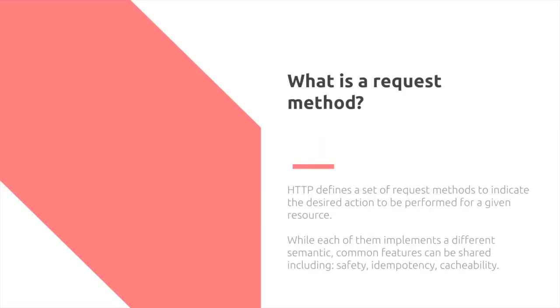So what is a request method? HTTP defines a set of request methods to indicate the desired action to be performed for a given resource. While each of them implements a different semantic, common features can be shared, including safety, idempotency, and cacheability.